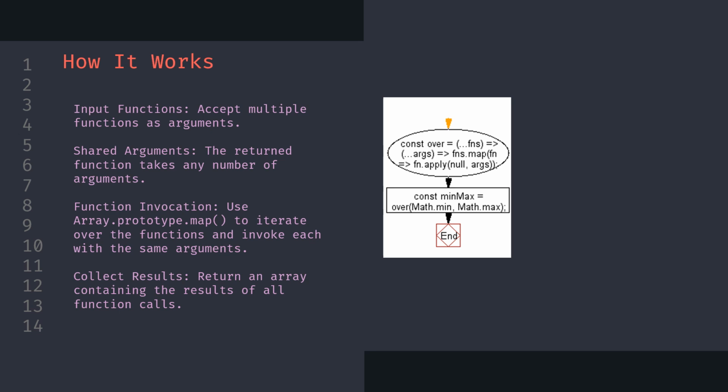Here's how it works. The over function accepts multiple functions as input. It returns a new function that can take shared arguments. Using Array.prototype.map, we iterate over each function in the input list and call it with the provided arguments. The results are then collected into an array and returned. This modular approach ensures that we can easily extend the functionality by adding more functions to the input list.